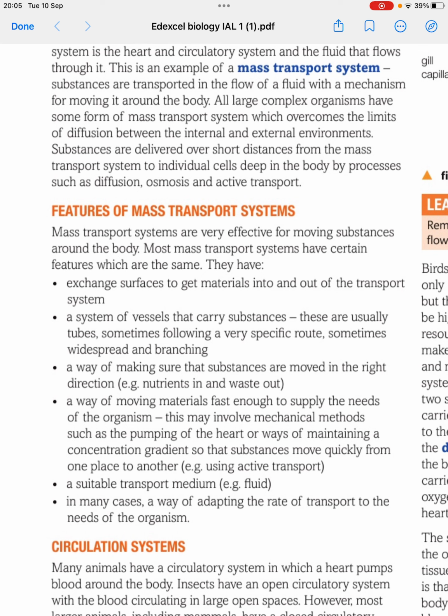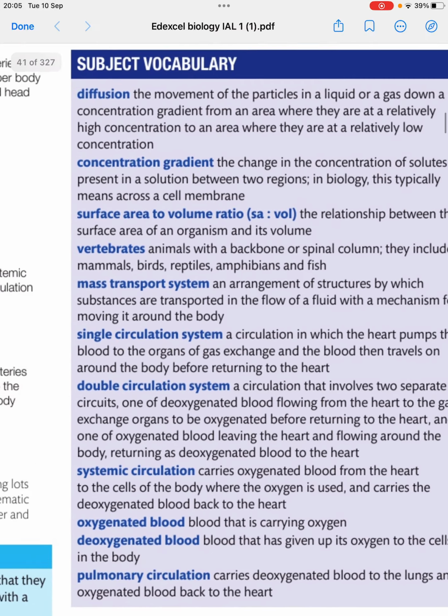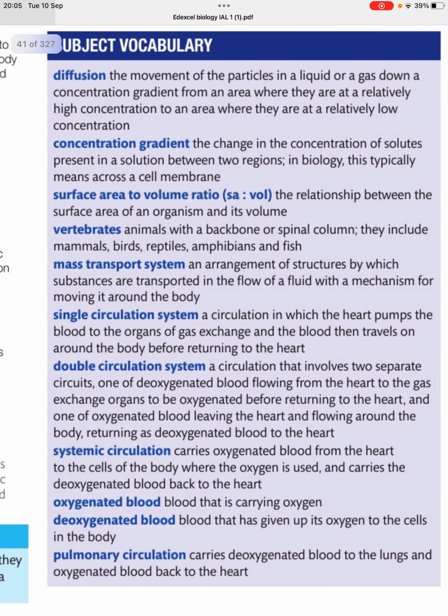First of all, the exchange surfaces to get materials into and out of the transport system. Second of all, a system of vessels that carry substances. These are usually tubes, sometimes following a very specific route, sometimes widespread and branching. Third, a way of making sure that substances are moved in the right direction, for example, nutrients in and waste out. Again, the mass transport system itself is basically an arrangement of structure by which substances are transported in the flow of a fluid with a mechanism for moving it around the body.